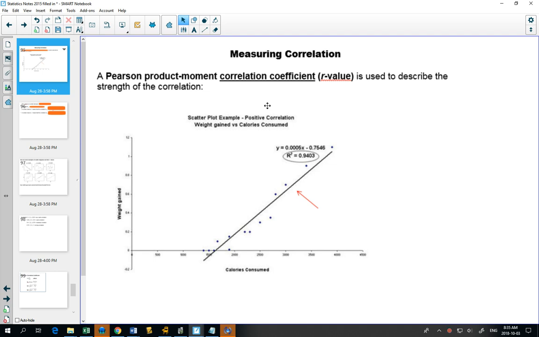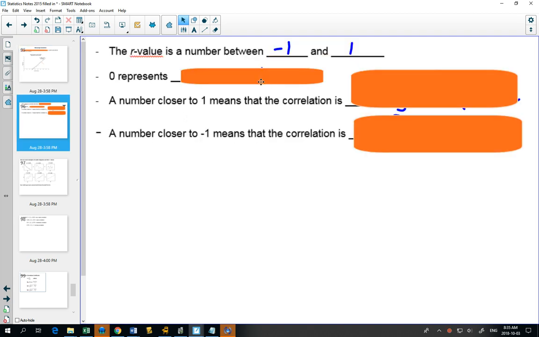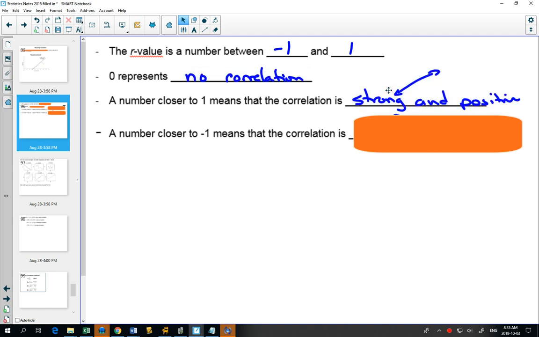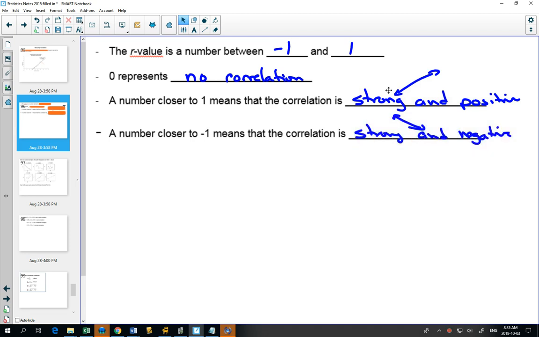So we have our line of best fit, which makes the best line possible, and then we get an R value, and the closer that R value is to 1, the better it is for predicting the data points, or the closer it is to a perfect line. So R values are between -1 and 1. 0 represents no correlation. The closer it is to 1, you have a stronger positive correlation, and the closer it is to -1 means that you have a stronger negative correlation.